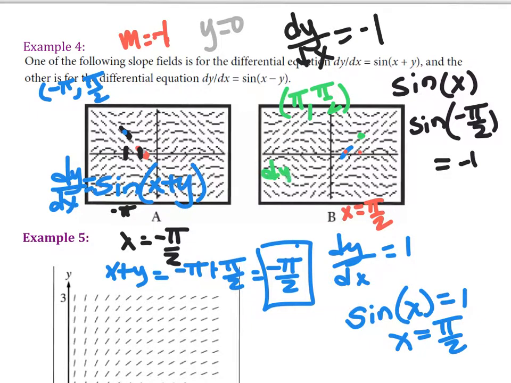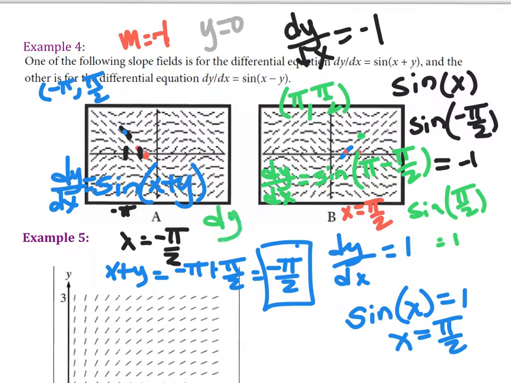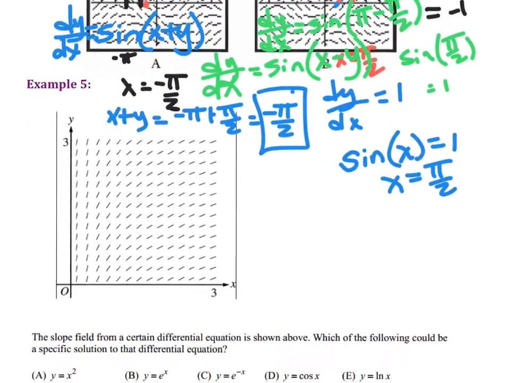So if I want the slope to equal 1, dy/dx would equal, let's take pi minus pi over 2. And of course that would get the sine of pi over 2, which is 1. Therefore, this graph would be the slope field of sine of x minus y. All right, let's look at another example.